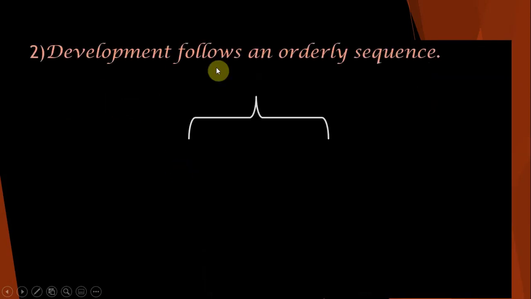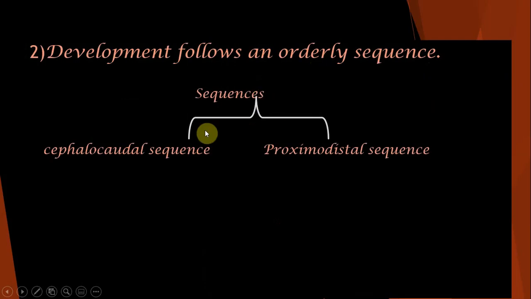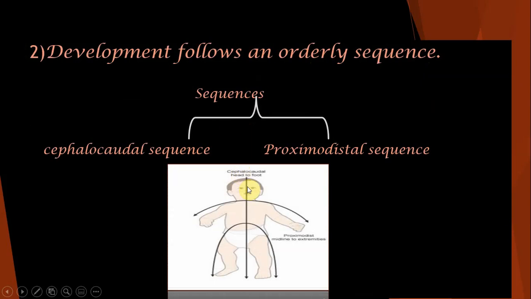The next principle is that development follows an orderly sequence. The two sequences are the cephalocaudal sequence and the proximodistal sequence. Let me explain with the diagram. Cephalocaudal sequence is where development takes place from top to bottom. It starts at the top and goes downwards. That is, development takes place first at the head, then at the neck, then the stomach, and then slowly moves towards the legs. Whereas the proximodistal sequence is the development which takes place in the center first and moves outward. That is, the spinal cord develops first, then the shoulders, then the hands, and finally the fingers.